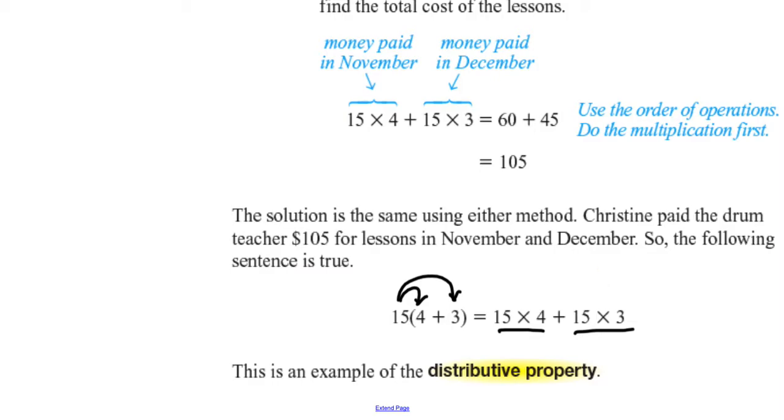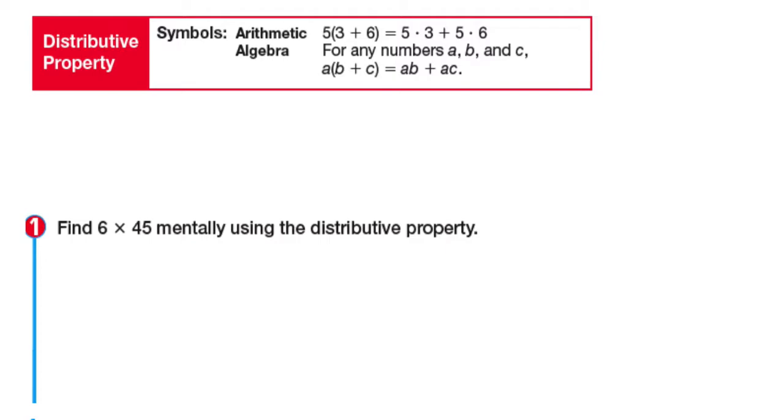Next slide. So, the distributive property in symbols is, in arithmetic, for example, 5 times the quantity 3 plus 6 is the same as 5 times 3 plus 5 times 6, distributing the 5 to the 3 and the 5 to the 6.